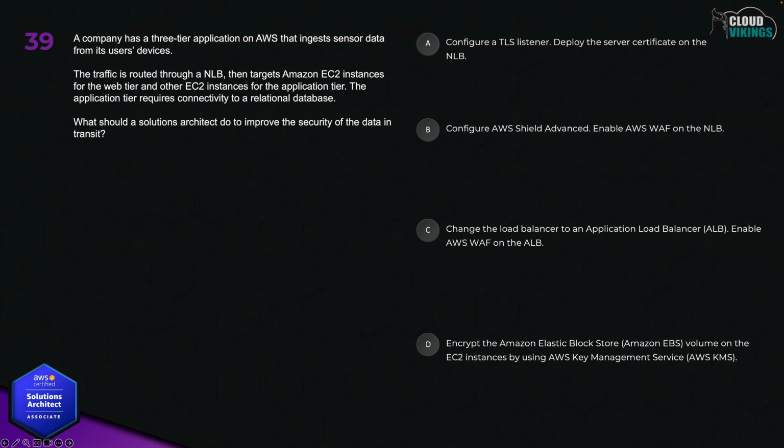A. Configure a TLS listener. Deploy the server certificate on the NLB. B. Configure AWS Shield Advanced. Enable AWS WAF on the NLB. C. Change the load balancer to an application load balancer. Enable AWS WAF on the ALB. D. Encrypt the Amazon EBS volume on the EC2 instances by using AWS KMS.